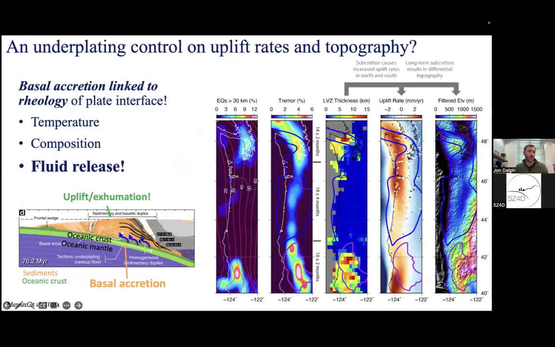Okay, so if we have fluids present, we think that this actually makes basal accretion much more efficient because it functionally weakens, or I should say, it allows this material to fail more easily and detach from the downgoing plate. It's low density, so it doesn't want to get subducted if it can help it, and it transfers to being part of that overriding plate.